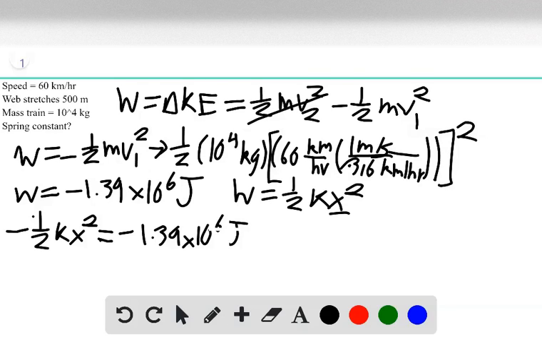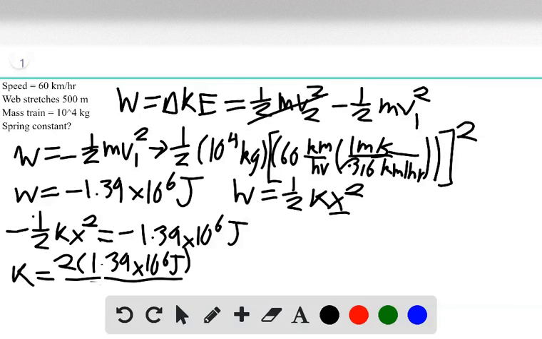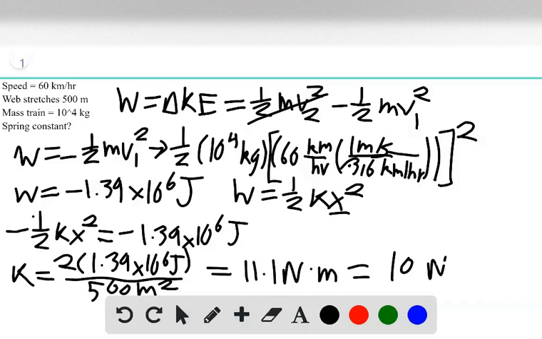Rearrange this and solve for k, we get k equals 2 times 1.39 times 10 to the 6th joules over 500 meters squared. And that will give us a value of 11.1 Newtons per meter, it's a spring constant, which will round with sig figs to 10 Newtons per meter.